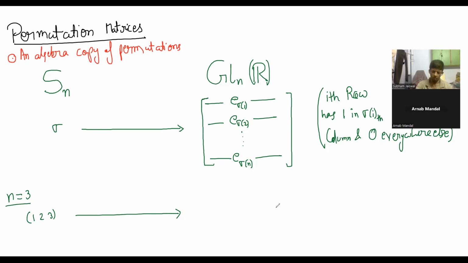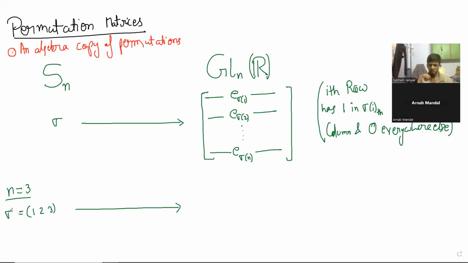Not getting it? No problem. So here you write, this is your sigma. Tell me what is sigma(1)? Sigma(1) is 2. Then sigma(2) is 3, and sigma(3) is 1. Now read the definition again and try. The ith row has 1 in the sigma(i)th column. If you find it difficult, put i equal to 1 and read and then write it.